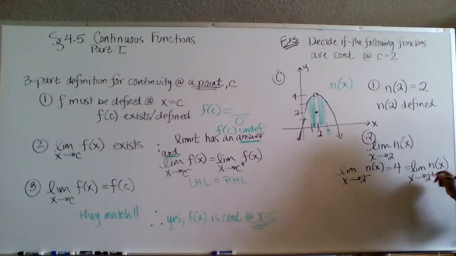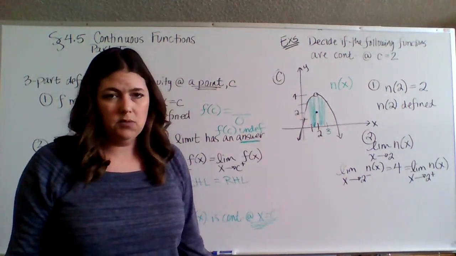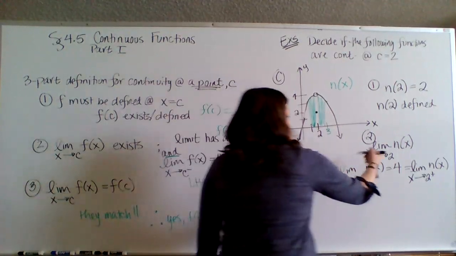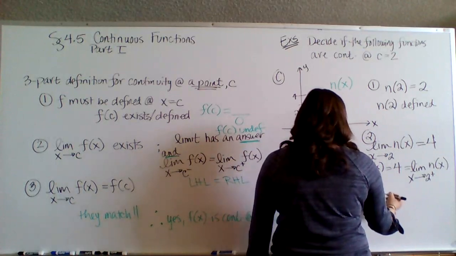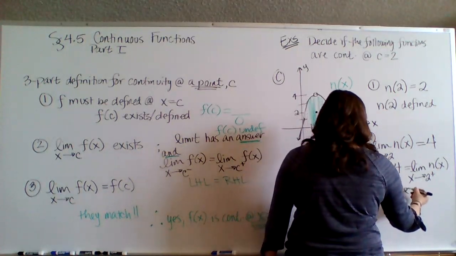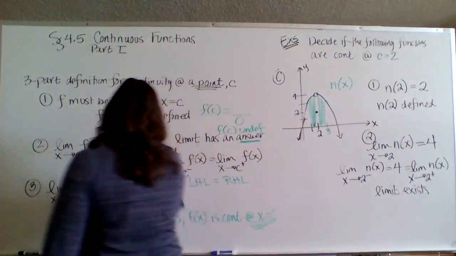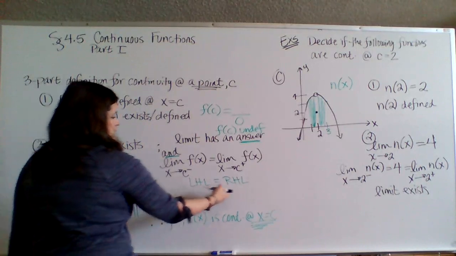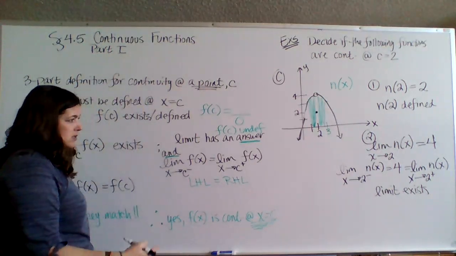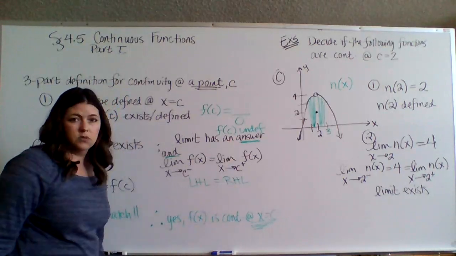You could write them as 2 separate statements. I'm just showing you how you could string it together. They both equal the same target. That means that this limit answer, the two-sided limit, equals 4. So part 2 is fine. The limit exists. So my function value is defined for n at 2. Function exists, check mark. My limit existed because my left-hand limit did equal my right-hand limit. They both equaled the same answer of 4, so my two-sided limit answer was 4. My limit had an answer. It exists.